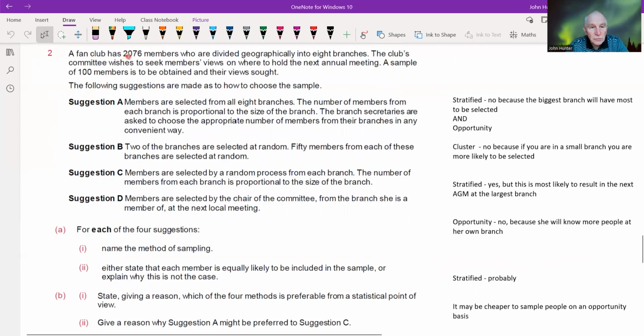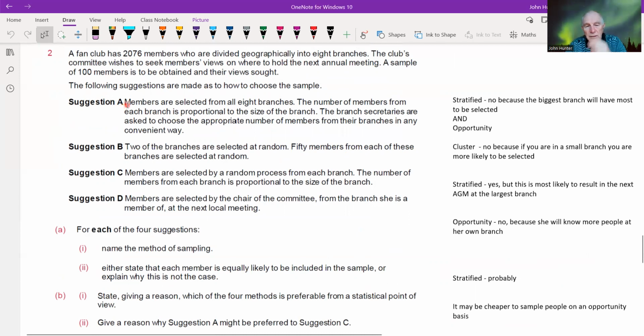A fan club has 2,076 members who are divided into 8 branches. The committee wishes to seek views on where to hold the next annual meeting. A sample of 100 members is to be obtained and their views sought. The following suggestions are made as to how to choose the sample.